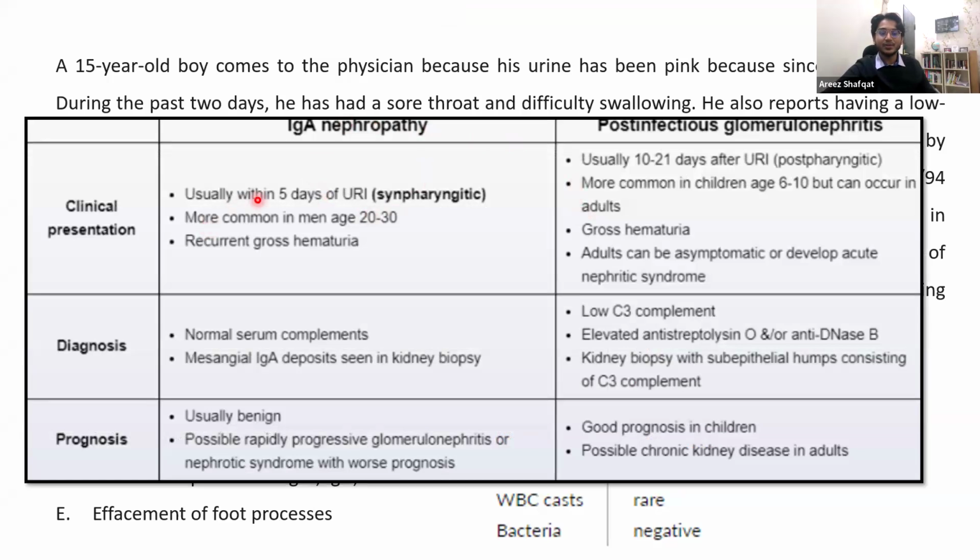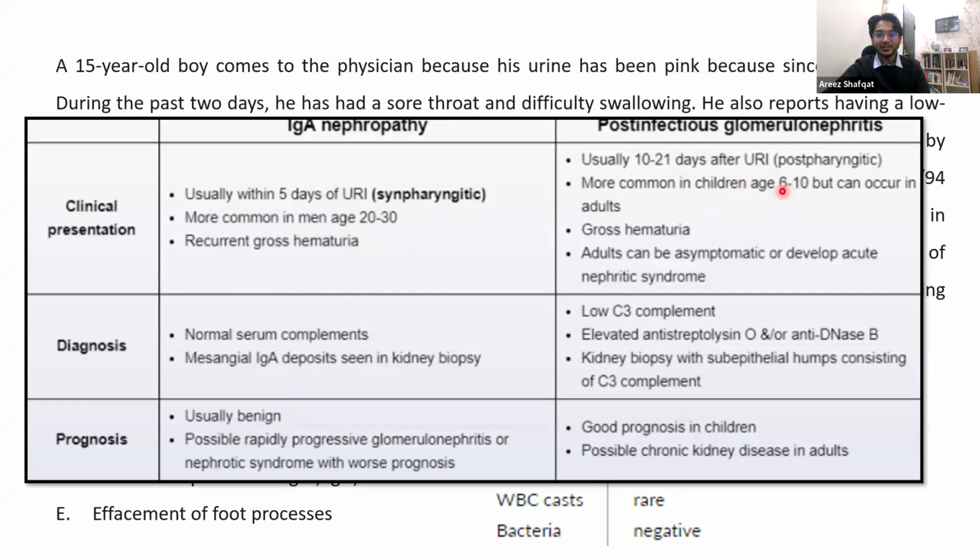IgA nephropathy, usually within 5 days of the upper respiratory tract infection, is usually seen in adults, but it can be seen in children, and as in this case, recurrent gross hematuria. Serum complement is normal. Usually there are mesangial IgA deposits seen on kidney biopsy. It's usually benign, okay?